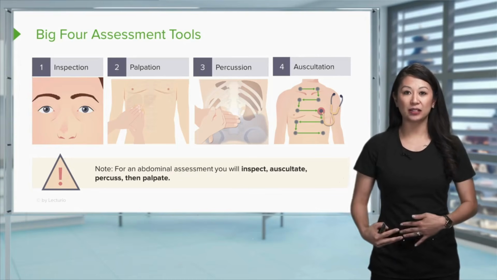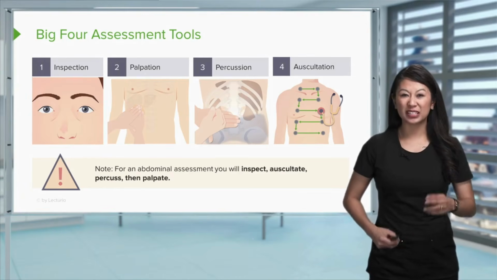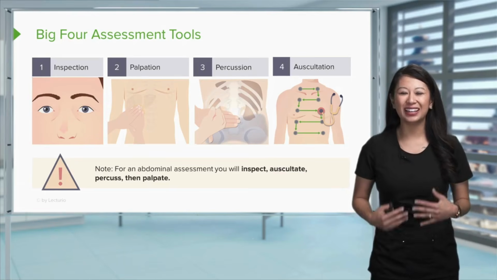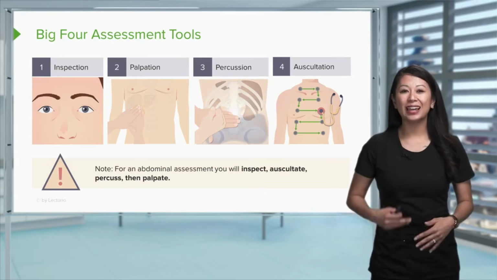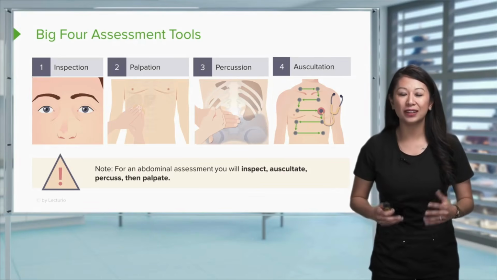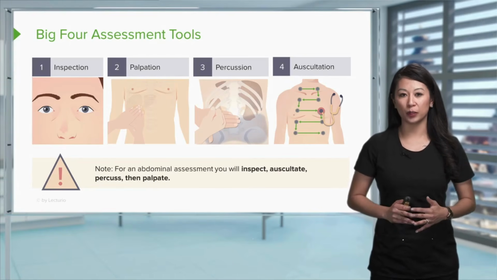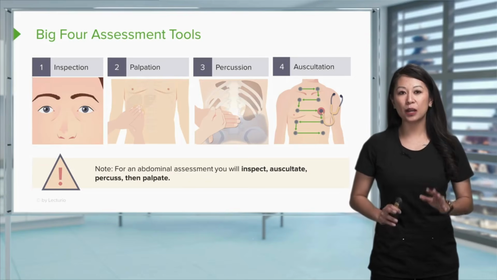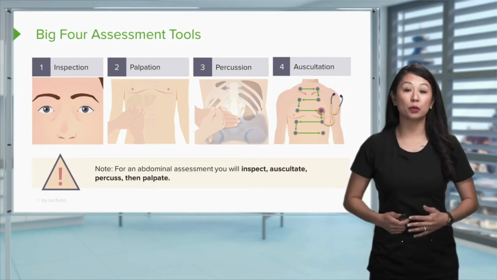Then we palpate. The reason why we look and listen first is because once we start pushing around on your stomach, if you take your stethoscope and listen after I've been pushing around, you'll start hearing a lot more gurgles and movement, which isn't really the most natural bowel sounds that you should hear from your patient. So when you're doing an abdominal assessment, look and listen before you touch your patient's abdomen.